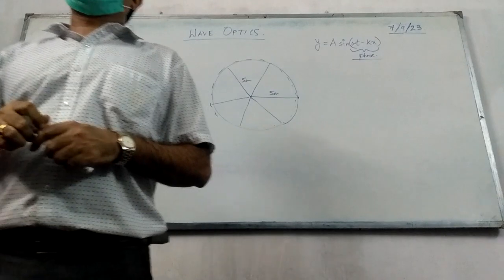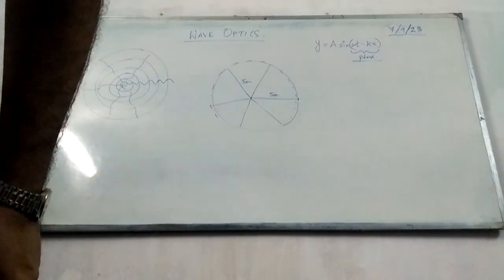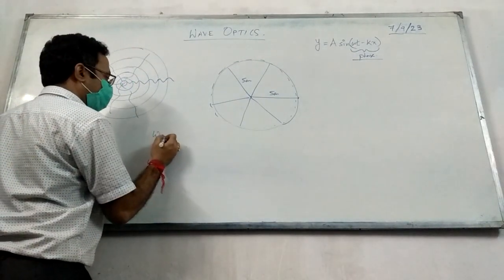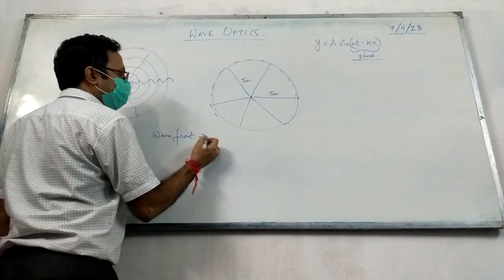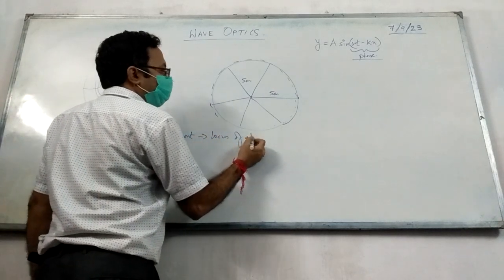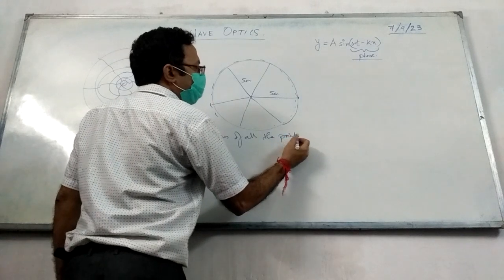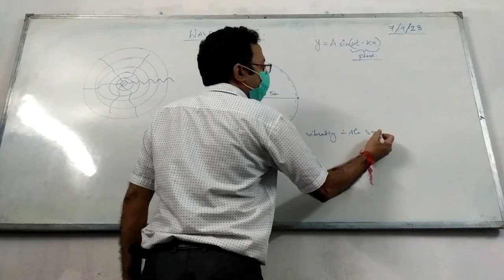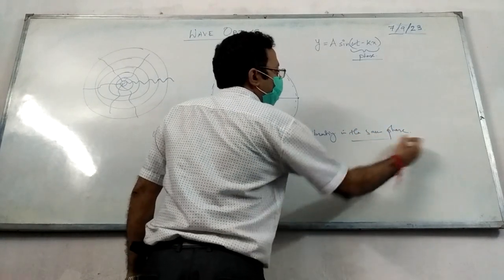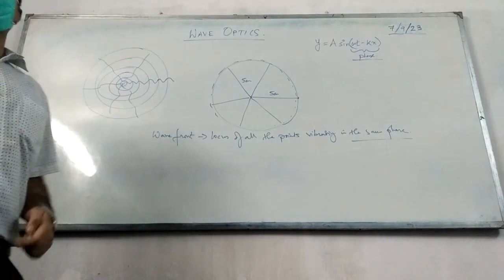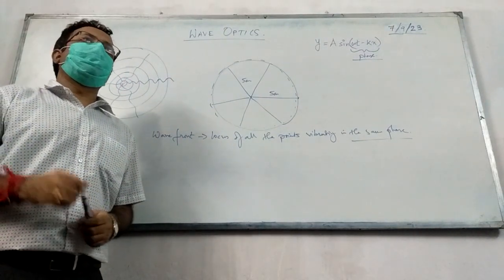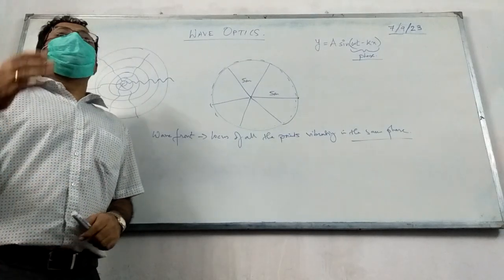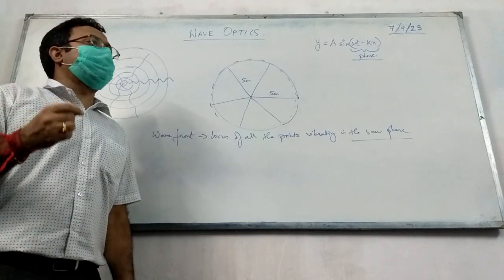Wavefront. So what is wavefront? Wavefront is locus of all the points vibrating in the same phase. Locus of all the points vibrating in the same what? Phase. Same phase. उसे हम लोग क्या बोलते हैं? वेवफ्रंट.